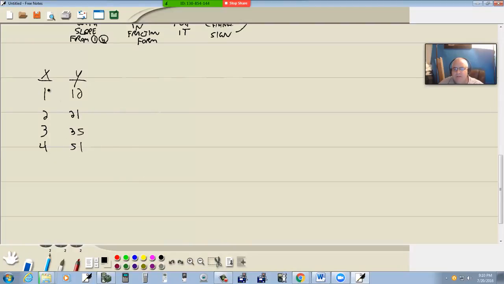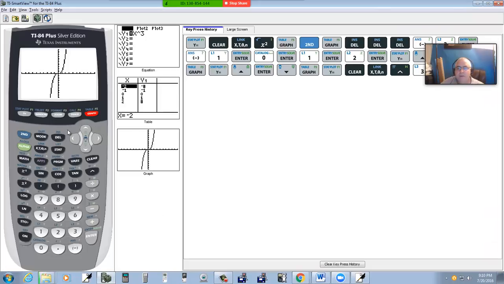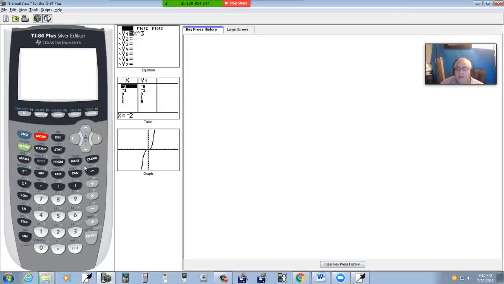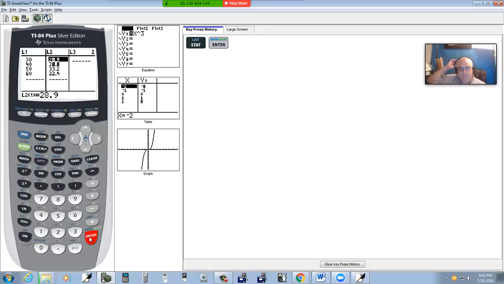So linear regression, we want to first put these in our calculator. So I'm going to exit out of my graph. I'll do second mode. Remember, second mode exits you from anything. And we want to go put our numbers in. So we're going to push our stat button, which is right here. And we want to go into edit. So we'll do enter on edit.